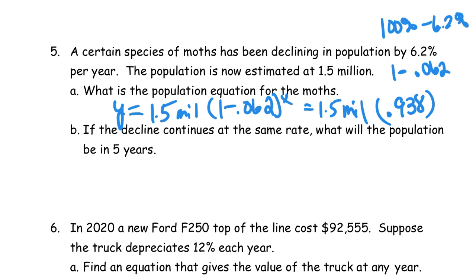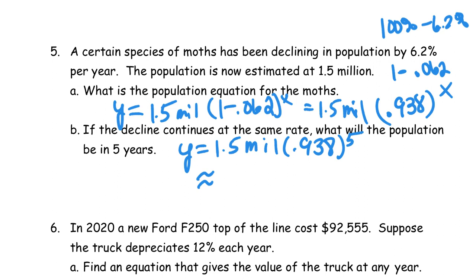If the decline continues at the same rate, what will the population be in 5 years? So now we're going to say y equals 1.5 million times 0.938 to the 5 years, and I forgot my little x up there. Plug that in a handy dandy calculator, and what do we get? We should have less than 1.5 million.